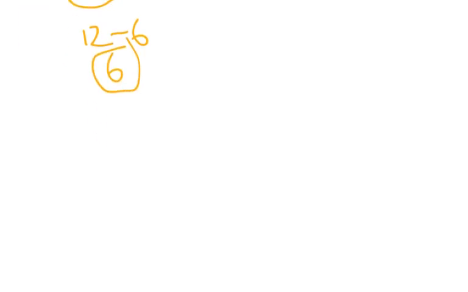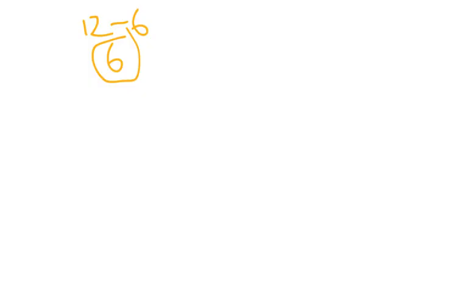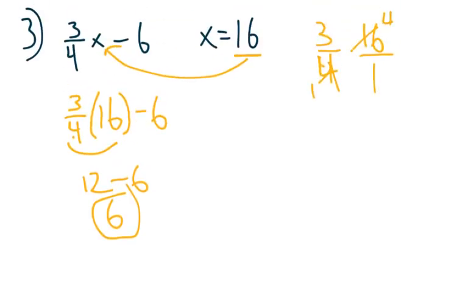All right, very good. So again, it's just process. Take your variable, take your value for your variable, plug it in, use parentheses. I just really can't stress that enough, especially with more complicated problems, so you don't make any mistakes with negative signs. And then it's an order of operations problem.